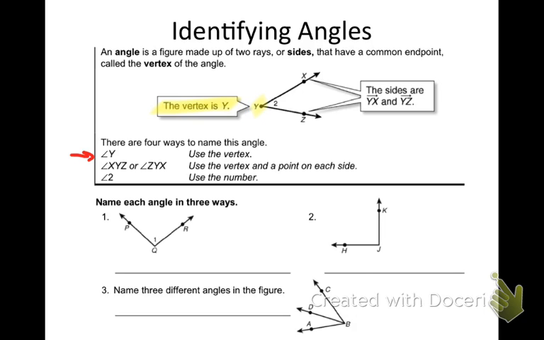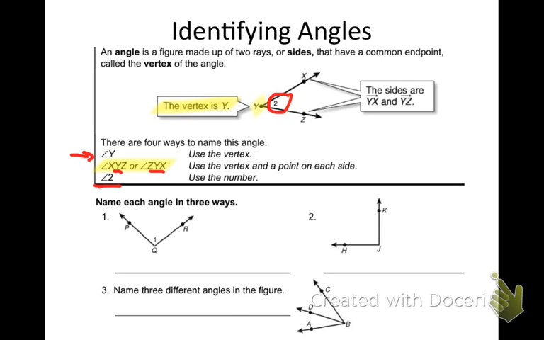You can use the vertex. I prefer it if you use the three-letter system. When you use the three-letter system, the key is that the vertex must be in the middle. So angle XYZ or angle ZYX. Notice both times I said that the vertex was in the middle. Could I have said angle YXZ? Would that be all right? No. Why? Because my vertex is not in the middle. The vertex, your point, has to be in the middle. And then sometimes they give you numbers, and if they give you numbers, you can just say angle that number. So for example, angle 2 there.